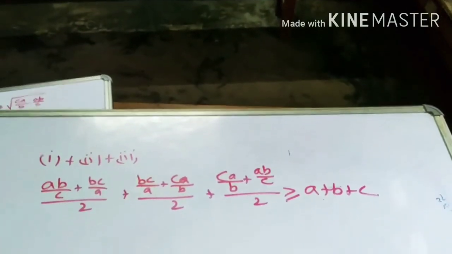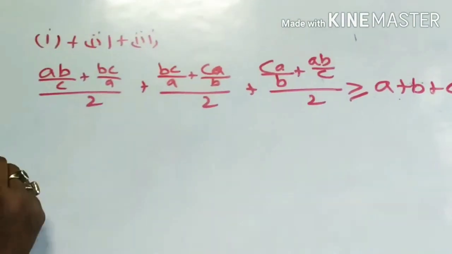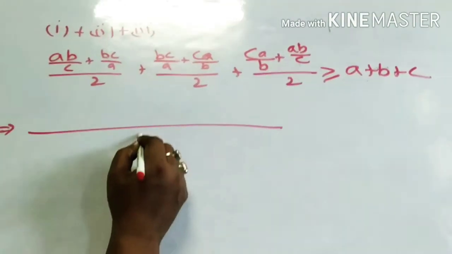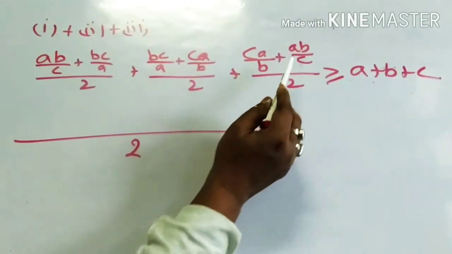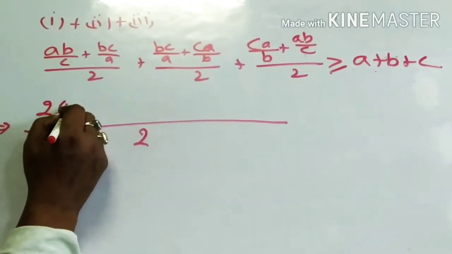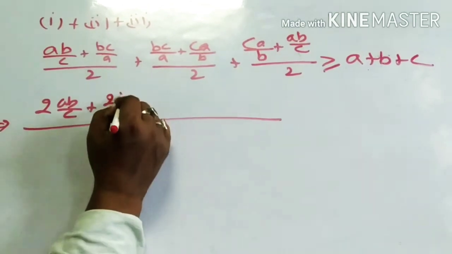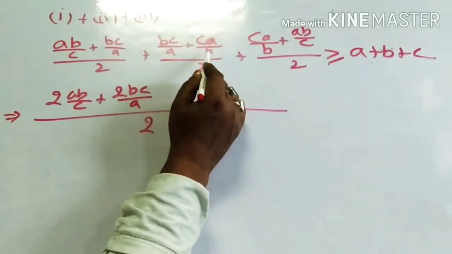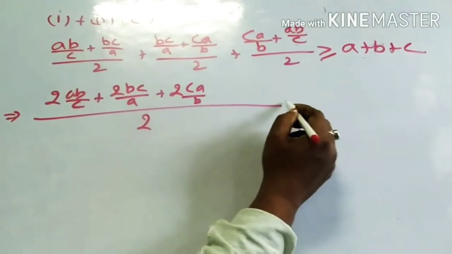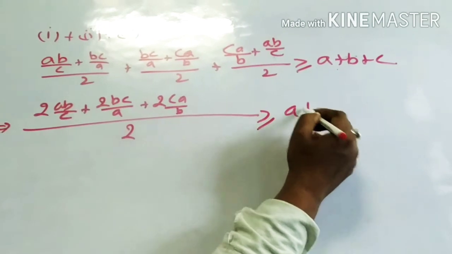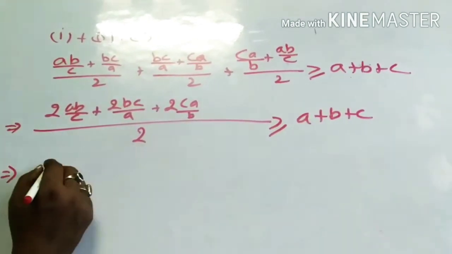Now you will find that here your LCM is 2. So here you see AB/C and AB/C, 2AB/C, BC/A and BC/A, 2BC/A, CA/B and CA/B, 2CA/B greater than or equal to A + B + C. So here 2 is common, 2 cancels out.